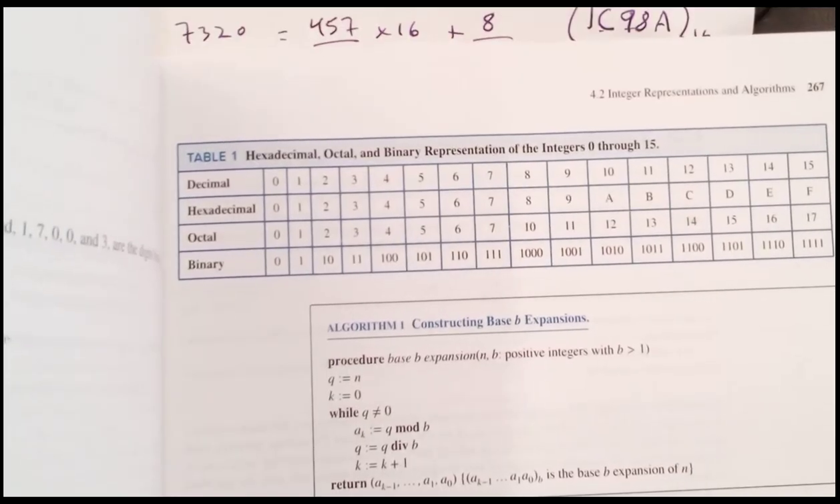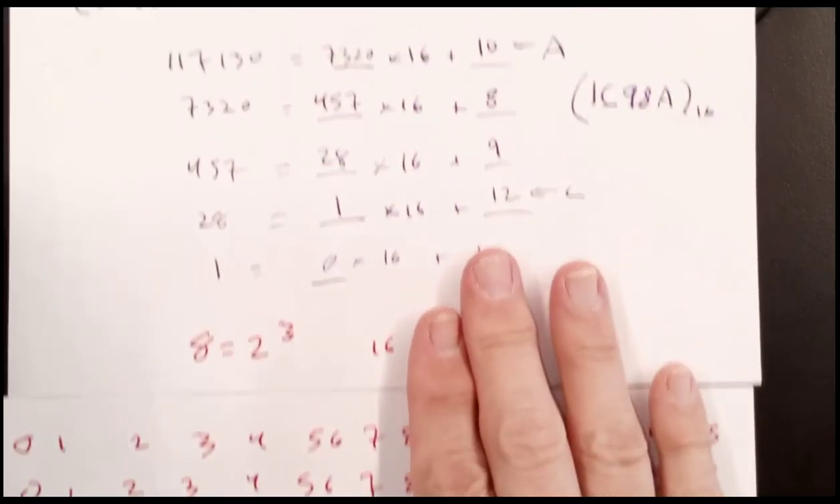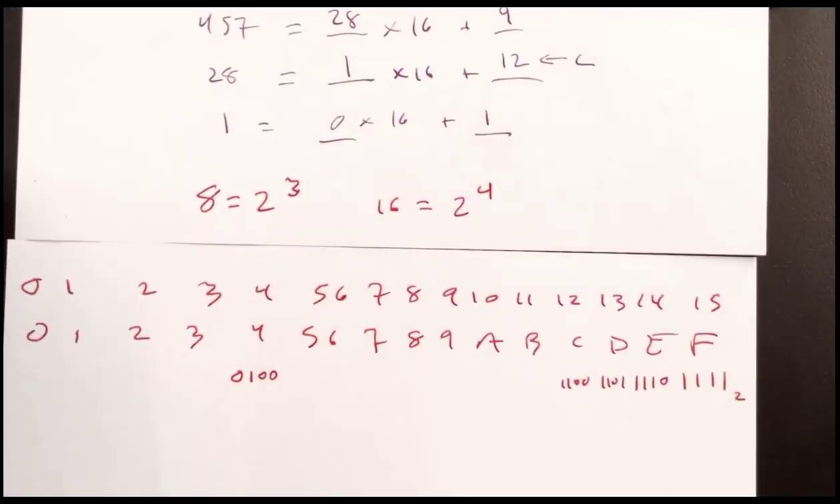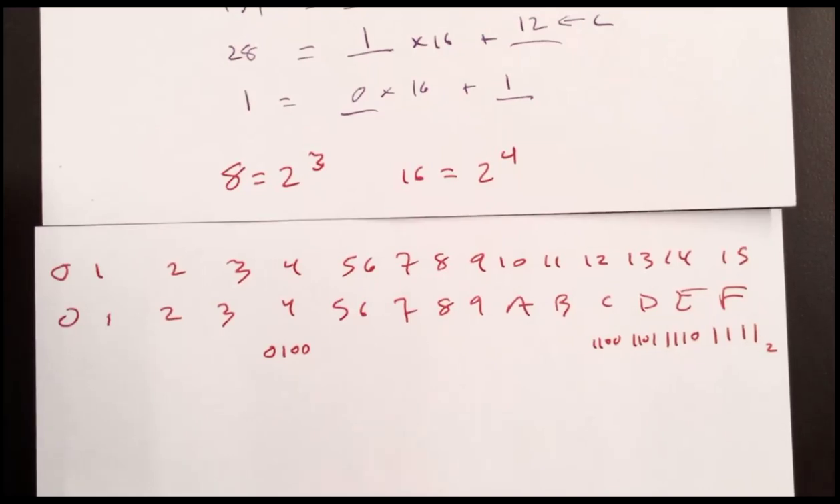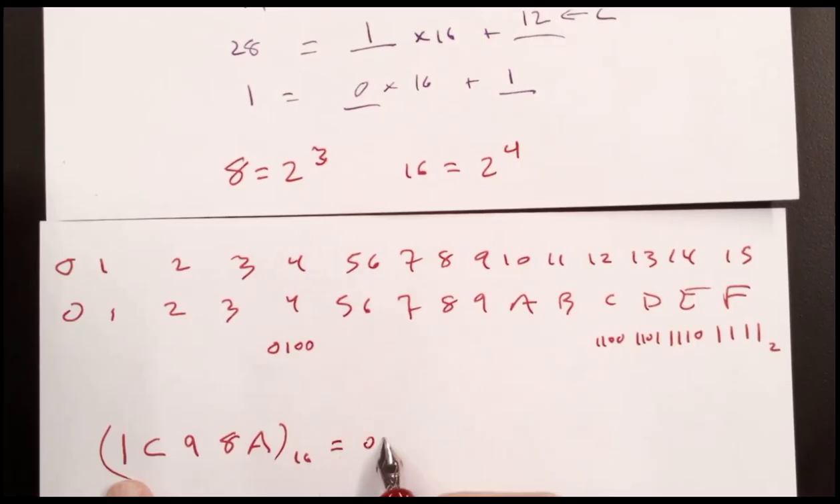I just wrote down a number in hex, right? This number up here. 1C98A in base 16. If I replace each of those individual digits in hex with their 4-bit binary equivalents, I've converted directly from hexadecimal to binary. 1 is 0001.